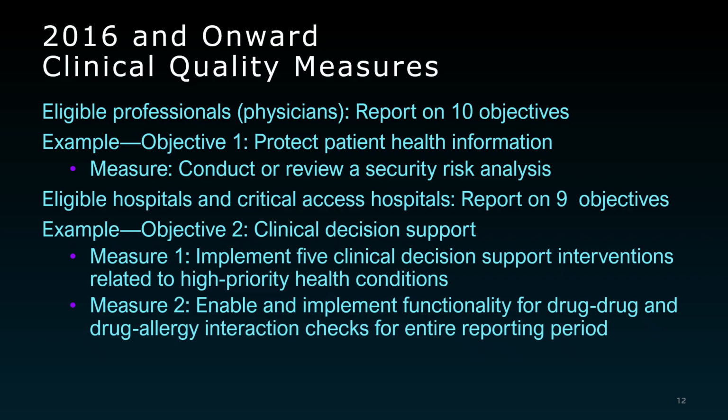There were two parts to this. First, providers had to implement 5 clinical decision support interventions that related to high priority health conditions. And this could be things like prompts for diabetes screening, reminders for vaccinations, or alerts for heart failure management. Second, they had to enable and use functionality that checked for drug-drug interactions and drug-allergy interactions throughout the entire reporting period. Now, there was some flexibility here. For example, physicians who wrote fewer than 100 medication orders in a reporting period were exempt from the drug interaction check requirement. So, what does all of this mean for clinical engineers?